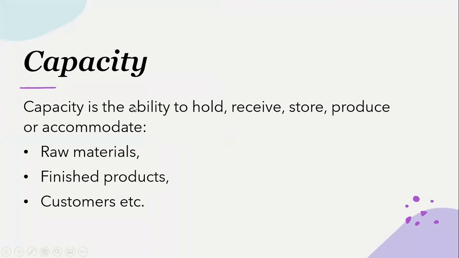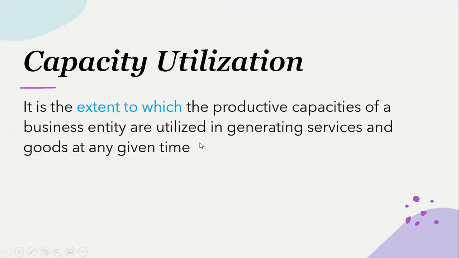So what is capacity? Capacity is the ability to hold, receive, store, produce, or accommodate raw materials, finished products, customers. So, for example, it is an ability to produce finished products. Capacity utilization is the extent to which the productive capacity of a business entity is utilized in generating services and goods at any given time.